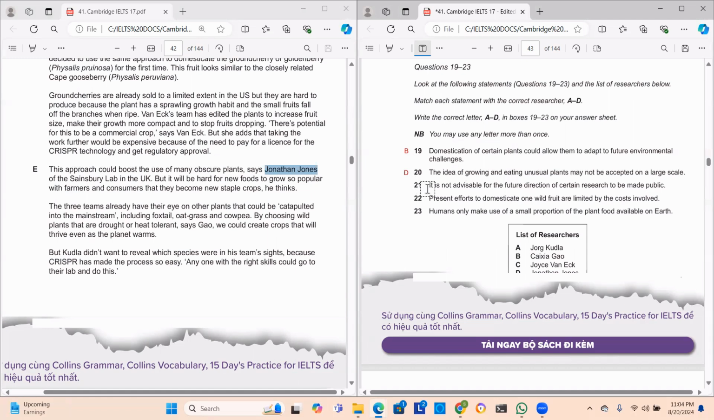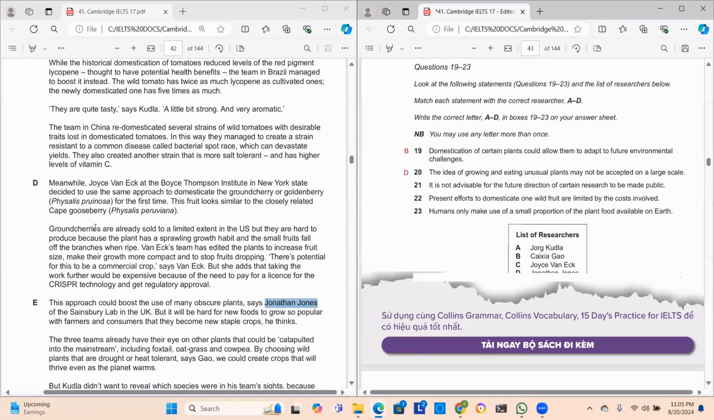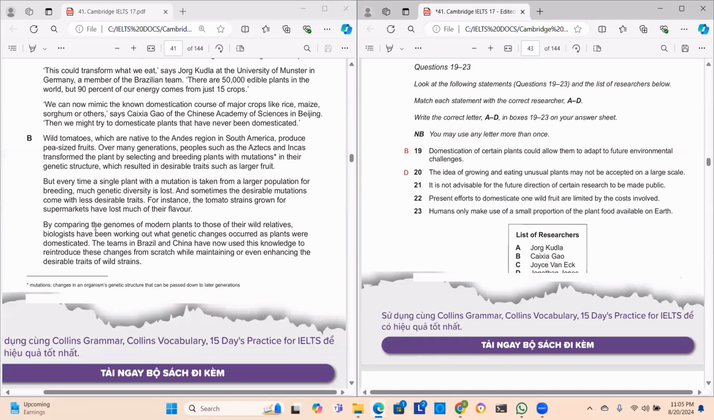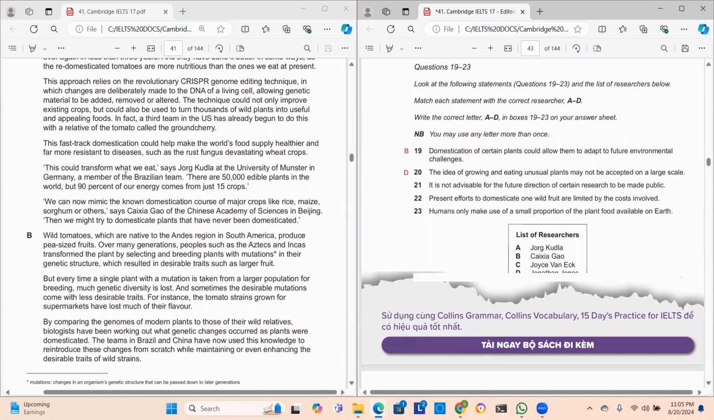So let's read the next one. It is not advisable for the future direction of certain research to be made public. I think we read about this somewhere. In this paragraph, we read about Van Eyck Joyce, and C was about Kudla. In paragraph A also, we came across Kudla for the first time. This could transform what we eat. There are 50,000 plants, of which 15 crops provide energy. We can now mimic the known domestication course of major crops like rice, maize, and others, says Gavo. Then we might try to domesticate plants that have never been domesticated.